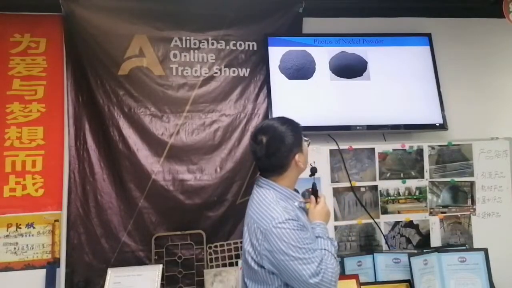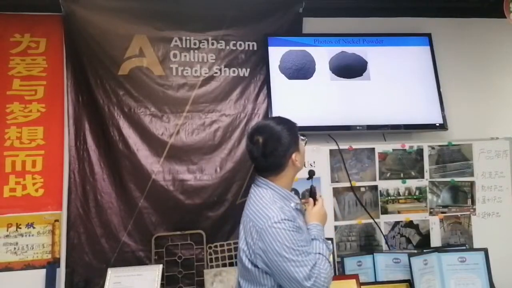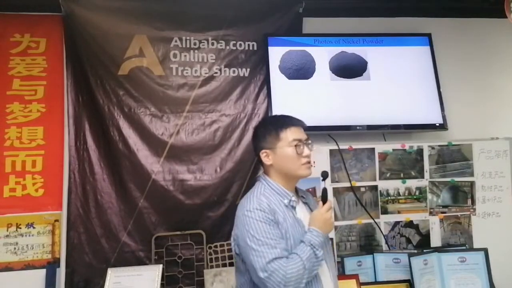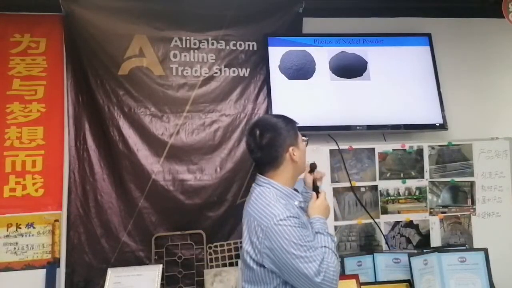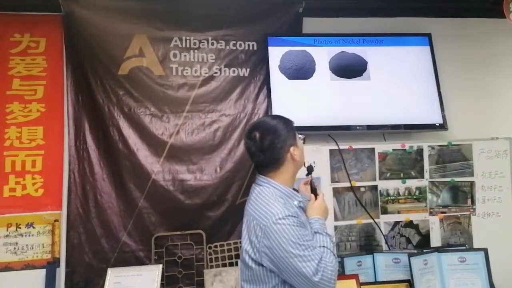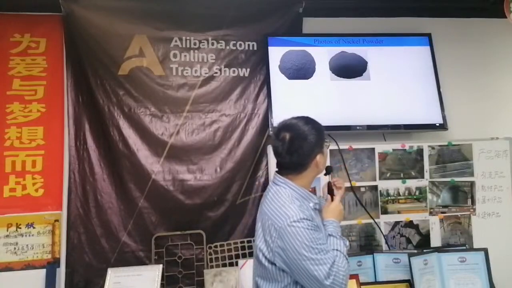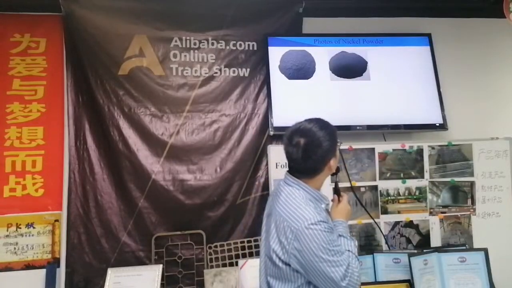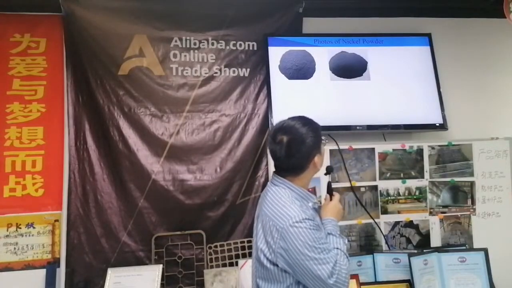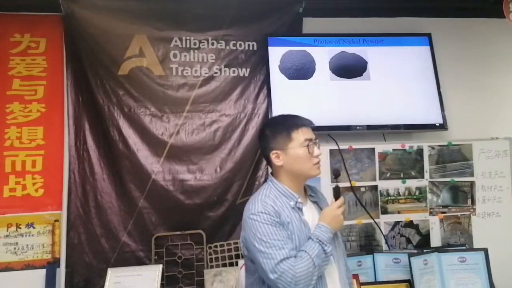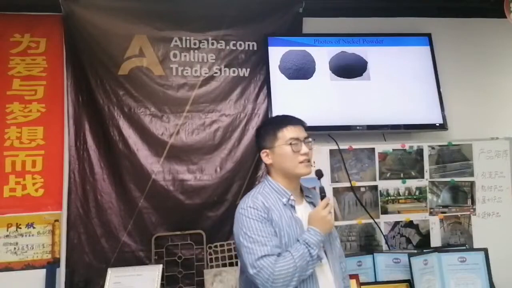Due to the different mesh of the nickel powder, you can see there is a difference between them. The first one's mesh is about 300, and the other is about 60 mesh. So you can see the second nickel powder looks better than the first one.